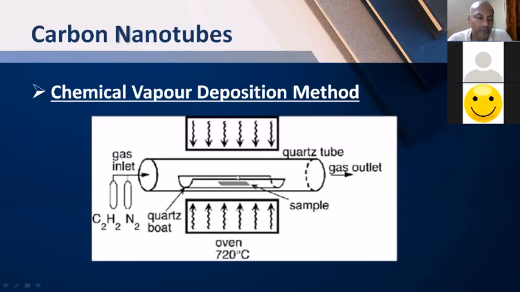Here is the sample, here is the oven. We approach a temperature of 600 to 700 degrees Celsius, and whenever the sample gets heated, it vaporizes, and carbon nanotubes are generated on the quartz tube walls. We get carbon nanotubes at the quartz tube walls.